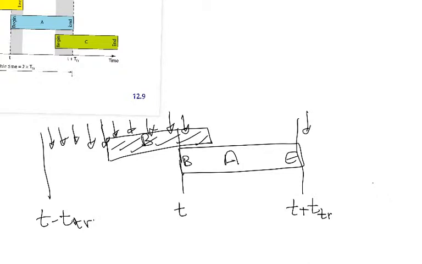The only time that there will be no collision is if the node starts at a time which is above t plus the transmission time, above this time here.